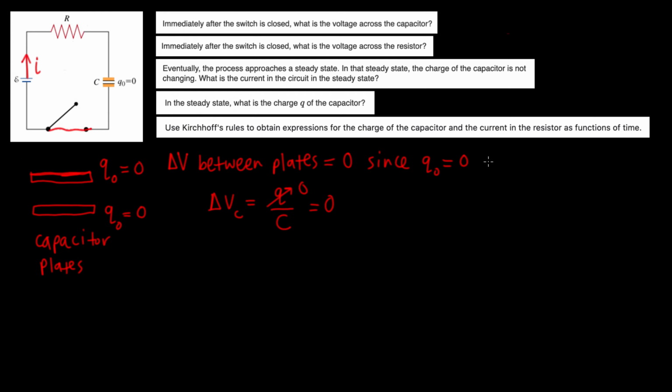And the reason why the charge on the plates is 0 immediately after the switch is closed is because the current immediately after we close the switch doesn't put any charge on the capacitor plates, because it doesn't have enough time to put any charge on the plates. And without any charge on the plates, that means that the voltage across the capacitor at t equals 0, or immediately after we close the switch, is just 0.